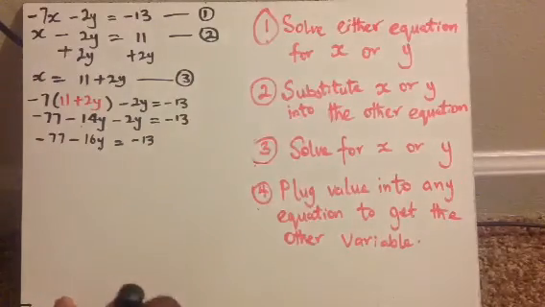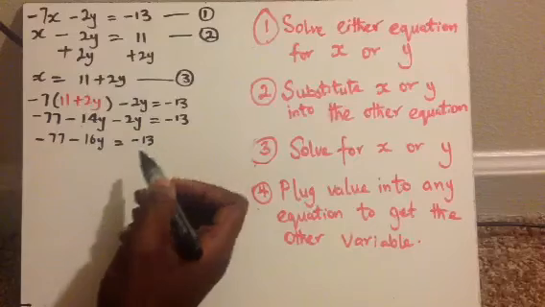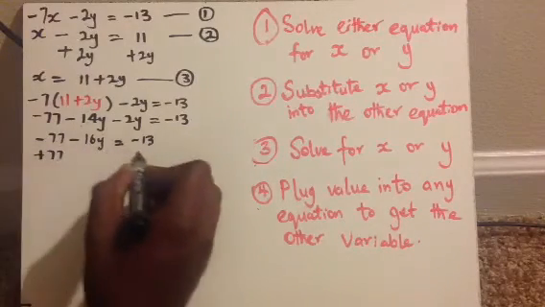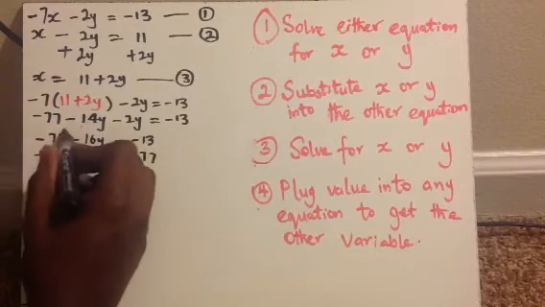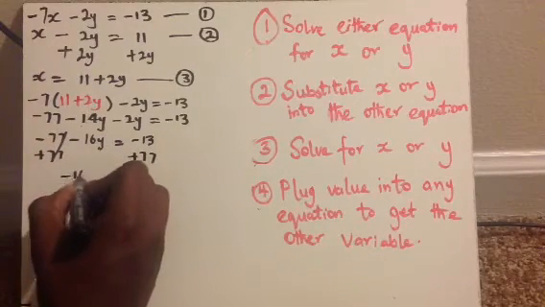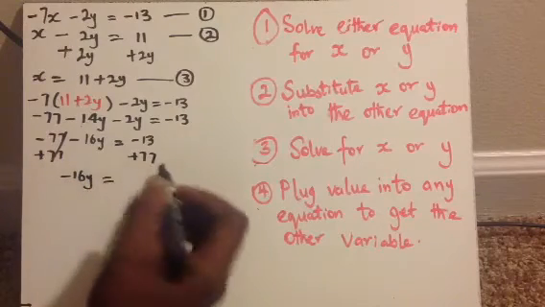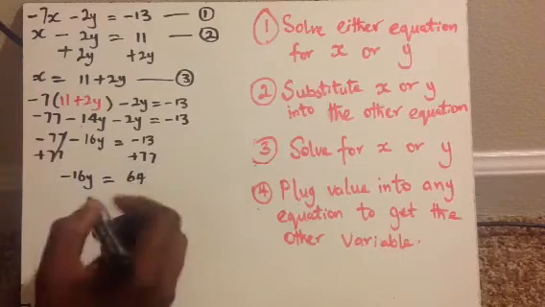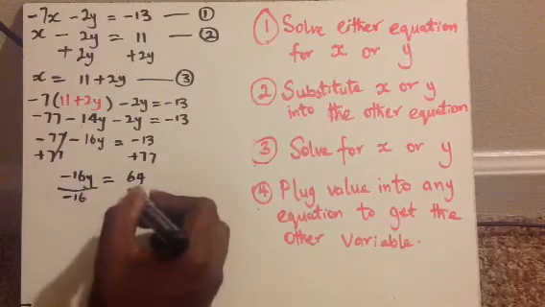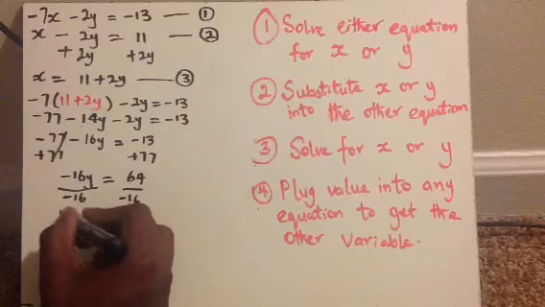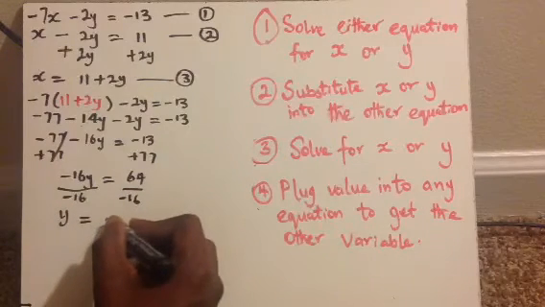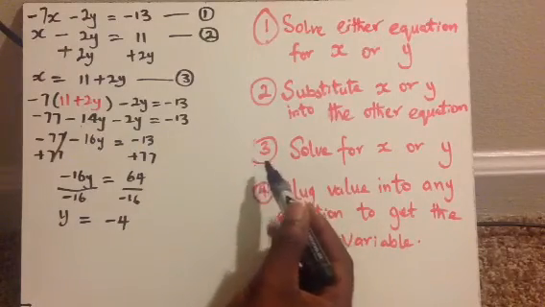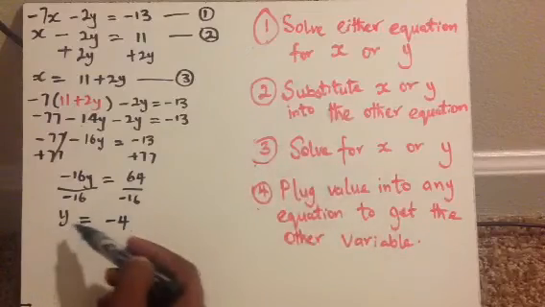No, I'm sorry, minus 11. No, you're right, it's minus 13, I'm sorry. So now we add 77 to both sides. So this cancels out. So now we have minus 16y equals, so minus 13 plus 77 is a positive 64. So you divide both sides by minus 16. So we have y equals a negative 4. So the third condition has been met. We'll solve for x or y. In this case, we'll solve for y.